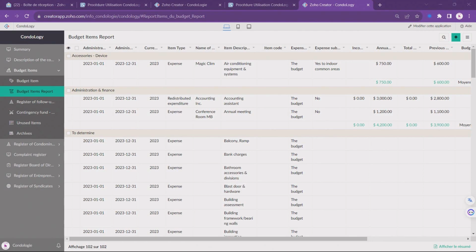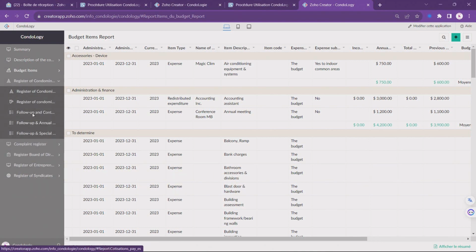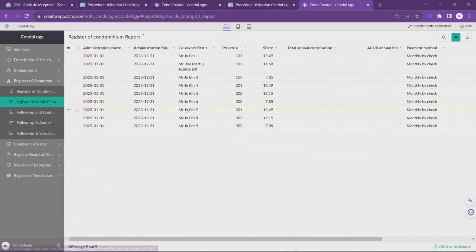I'm still with you. I'm Condo Bot. While the budget is being built, we're going to take a quick look at the Register of Condominium. The Register of Condominium is a list of co-owners. We are going to check a form. We will not talk about money for the moment. We will just talk about the Register of Condominium form, namely if it is correctly completed.